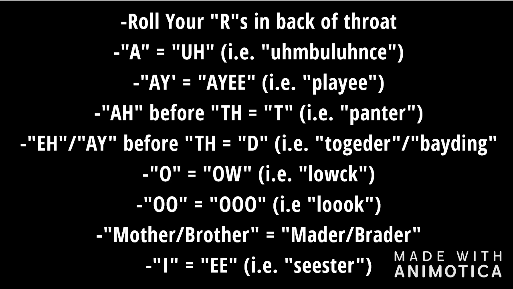The next important thing to remember is with O's, that by certain words such as mother and brother, you'll see both the O and the TH be switched. So instead of it being mother, it would be mader. So you see the O is switched to an A, and the TH is switched to a D.